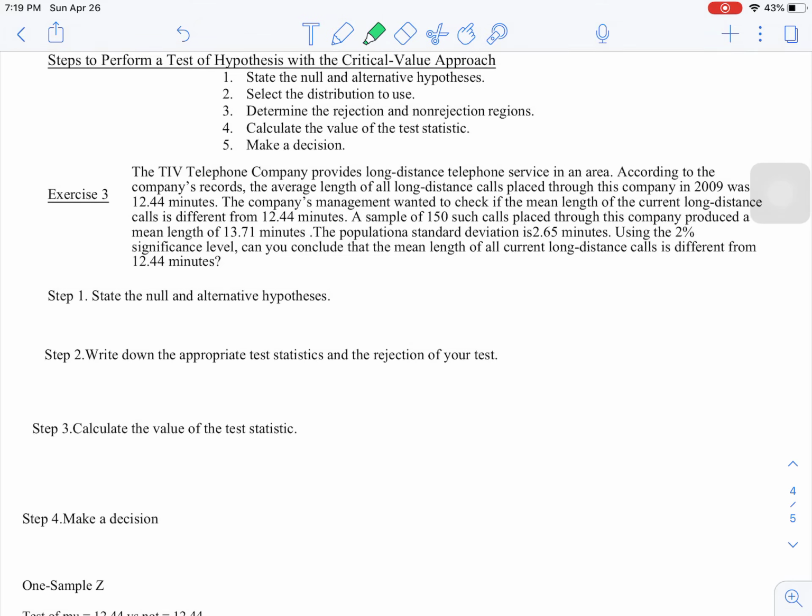Exercise 3, we want to do a hypothesis test. In particular, we have a telephone company, and according to their records, the average length of all calls is 12.44, and they want to test whether the average length of a call is 12.44 minutes or not. So let's set up our hypotheses.